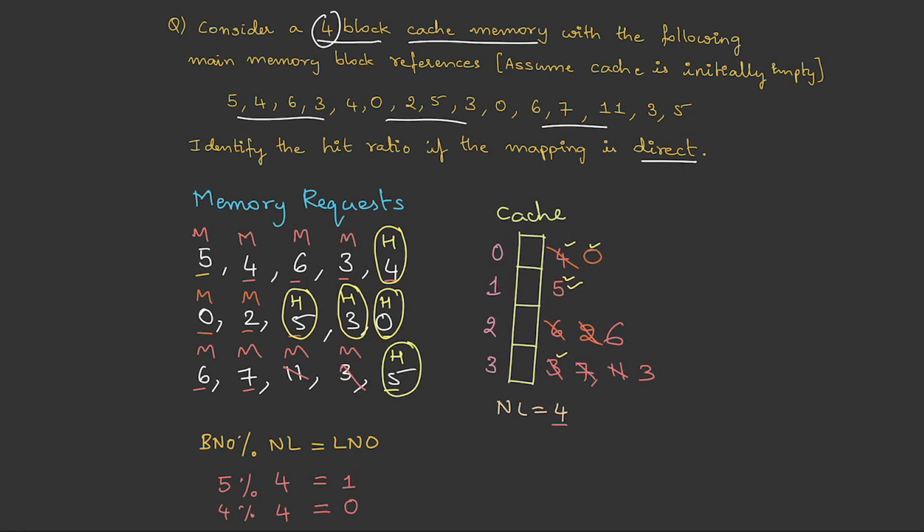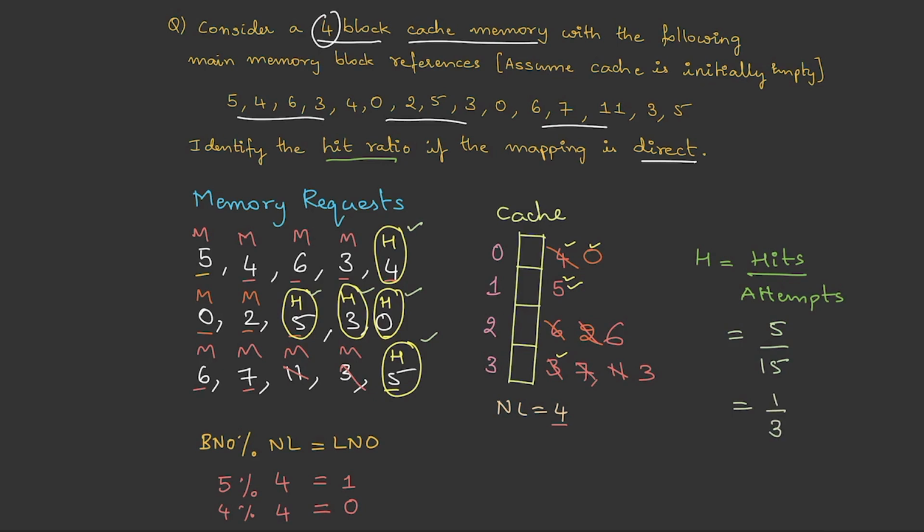The question asked is to calculate the hit ratio, so let's write the formula. Hit ratio is number of hits by number of attempts. In this example we can clearly see 1, 2, 3, 4, 5. 5 hits are there, and the total requests are 15. Therefore hit ratio is 1/3.